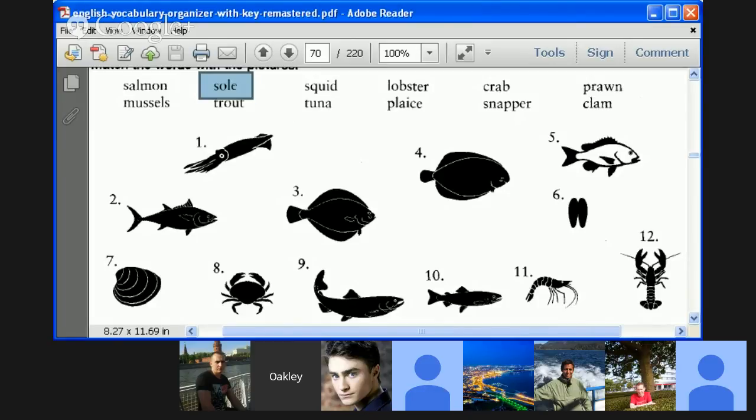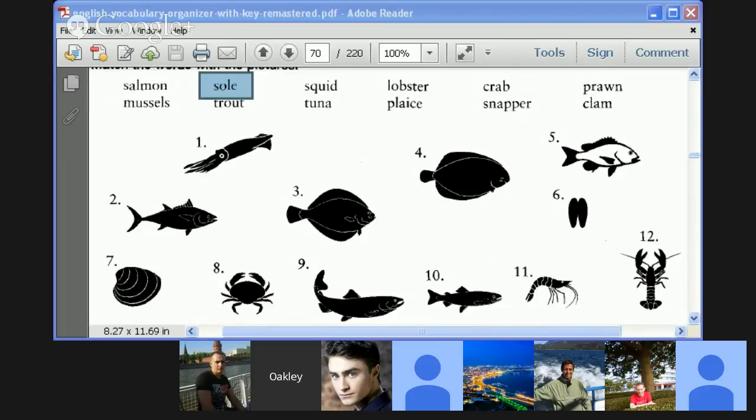It is a flatfish, actually. You know what the difference between a flatfish and a round fish is? We basically categorize fish in two ways in English. For example, a salmon is a round fish. Its body is round when you hold it in your hands. And a sole is a flat fish. If you lay it down on the table, it's flat.